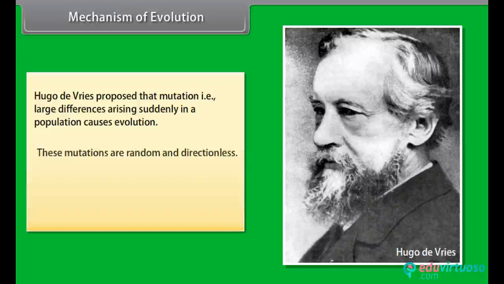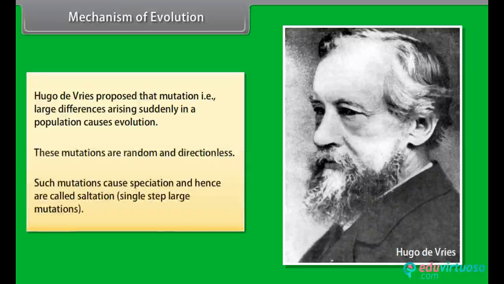evolution. These mutations are random and directionless. Such mutations cause speciation and hence are called saltation, that is, single-step large mutations.